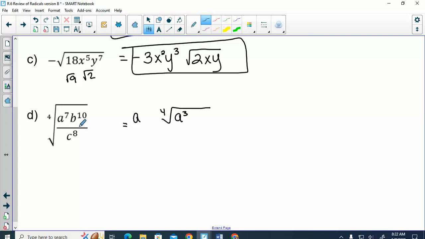If we have 10 b's, how many groups of 4? Okay, that accounts for 8 of them. So there are 2 left under the radical. We have 8 c's. How many groups of 4?